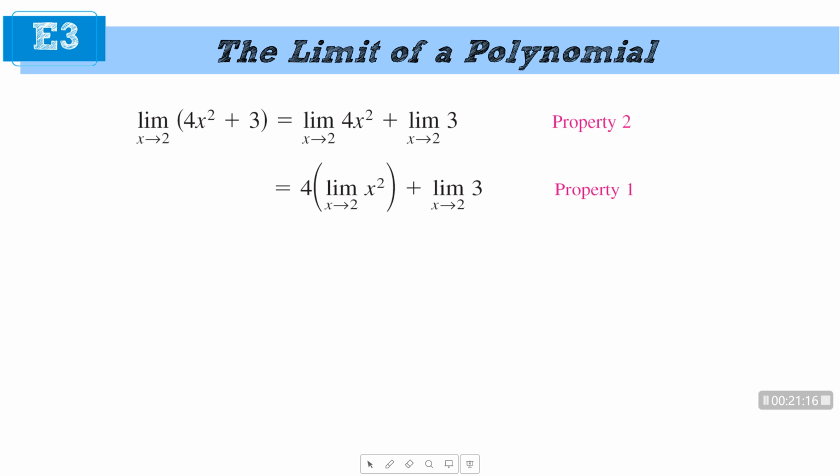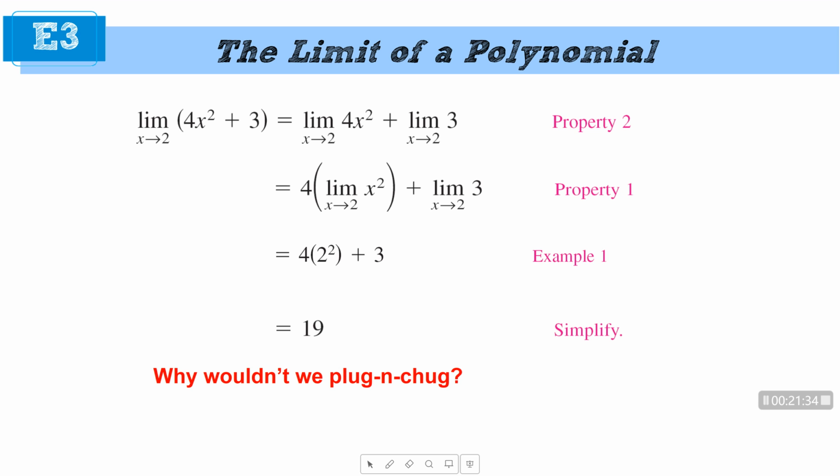If I multiply a limit by a scalar or some number, I can move that number out in front. The exponent one we had on the previous slide. And we get down to an answer of 19. Now that's all ridiculous. The reason it's ridiculous is because that's not how you're going to solve the problem. All you're going to do is plug and chug.